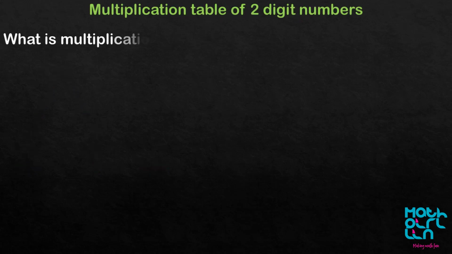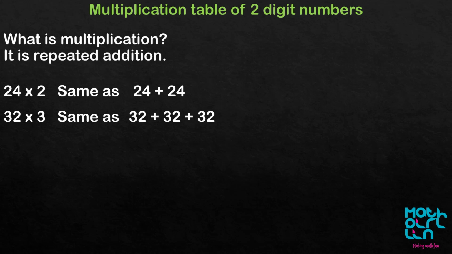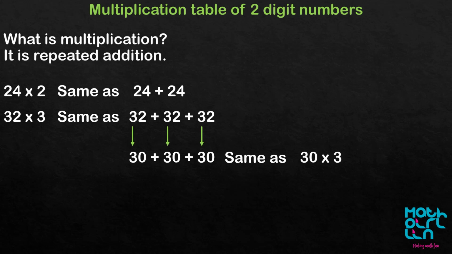What is multiplication? Multiplication is nothing but repeated addition. If you look at 24 multiplied by 2, you can look at it as 24 plus 24, or 32 multiplied by 3 can also be looked at as 32 plus 32 plus 32. Now, from left to right, let's focus on the tens digit. So we can say 30 plus 30 plus 30 is the same as 30 times 3. And the answer you get is 90.